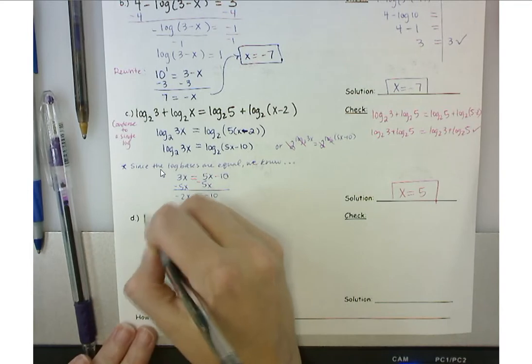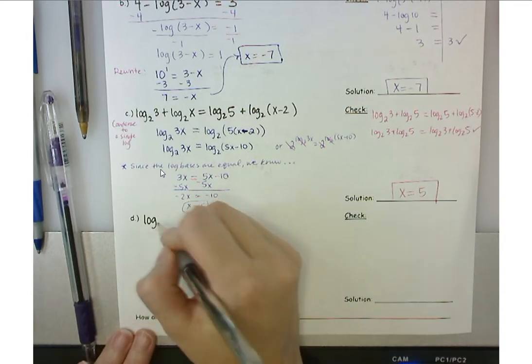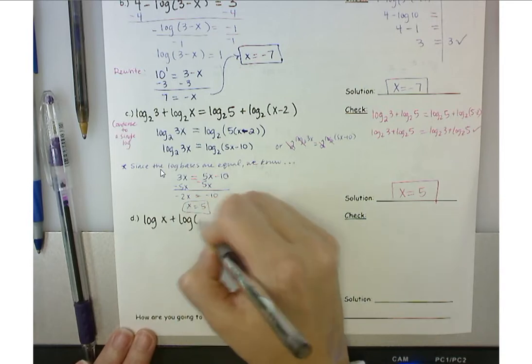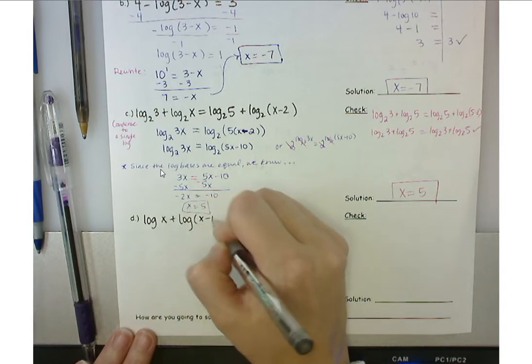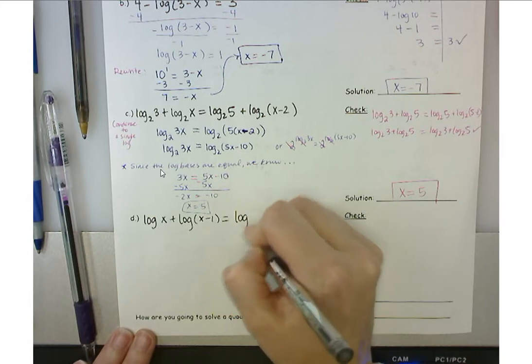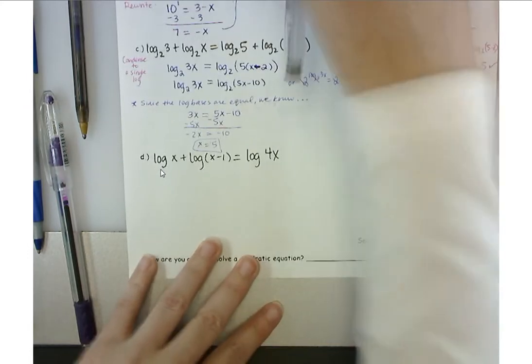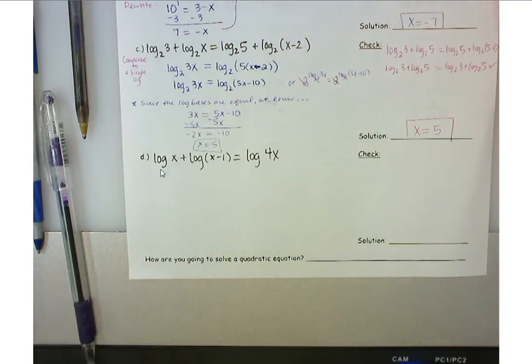Okay, so for D, we have the log of x plus the log of x minus 1 equals the log of 4x. Okay, so go ahead and do the first step because I feel like based on part C, you should be able to do that now confidently.